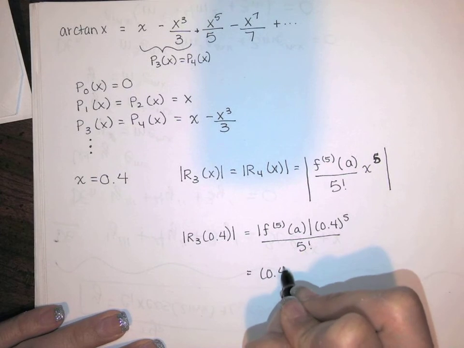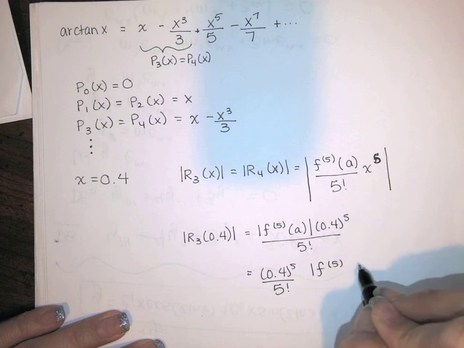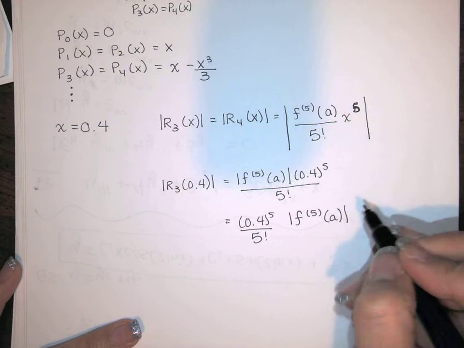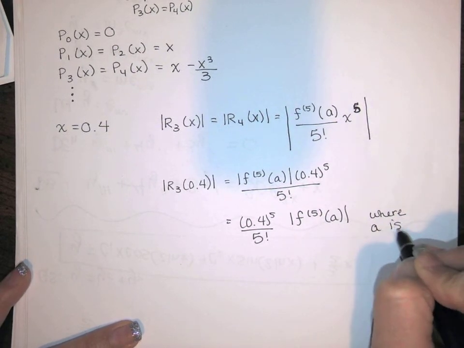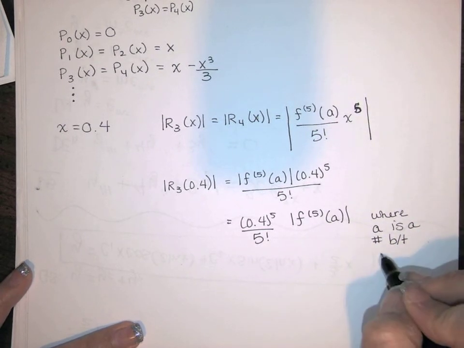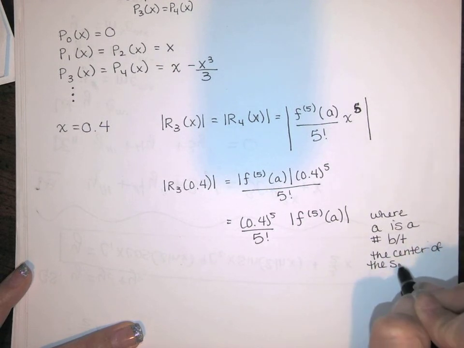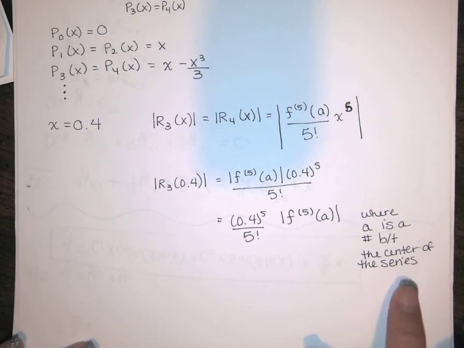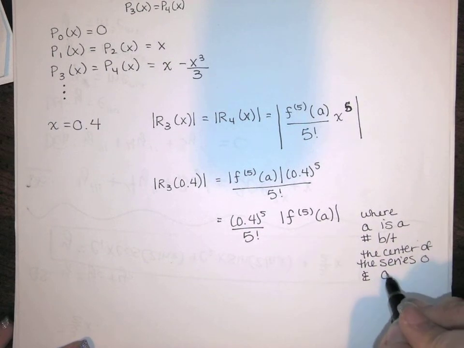So I've got 0.4 to the 5th, 5 factorial, those are known, times the absolute value of the 5th derivative of this function, evaluated at x equals a, where a is some number between the center of the series that we're using the polynomial to approximate from, that center is 0, and the x value that they gave us. The x value was 0.4.